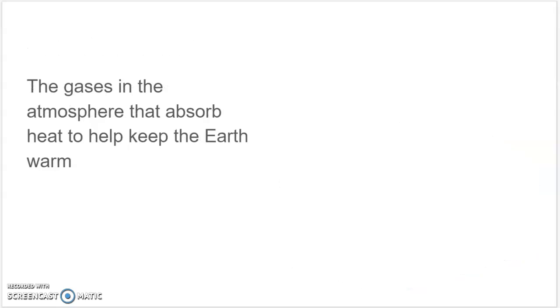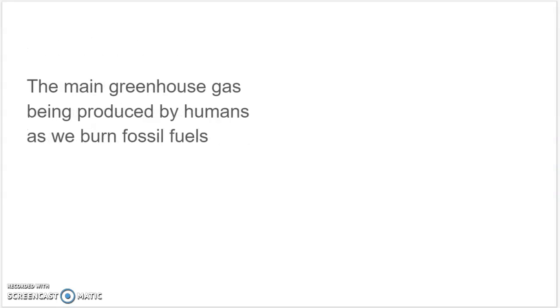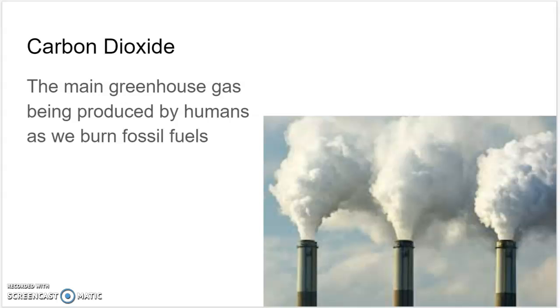And specifically, what do we call the gases in the atmosphere that absorb that heat to help keep us warm? We call those greenhouse gases. The greenhouse effect is caused by greenhouse gases in the atmosphere that absorb that heat and keep it from escaping into the cold of outer space. What is the main greenhouse gas being produced by humans as we burn fossil fuels? And it talks about global warming. This is the number one gas we hear about. It's carbon dioxide. Carbon dioxide is the primary pollutant that's driving global warming.